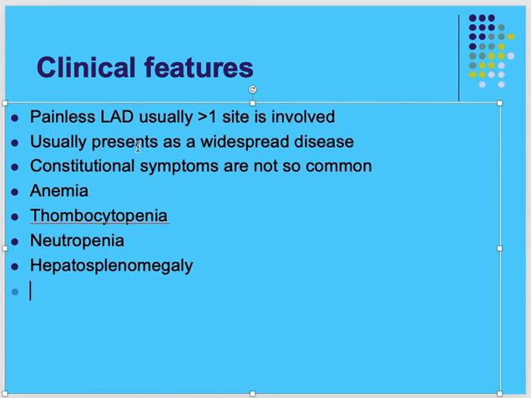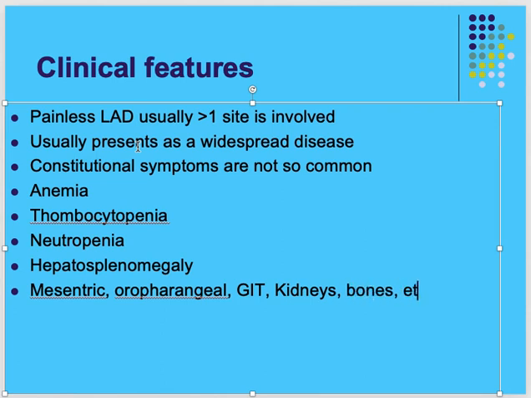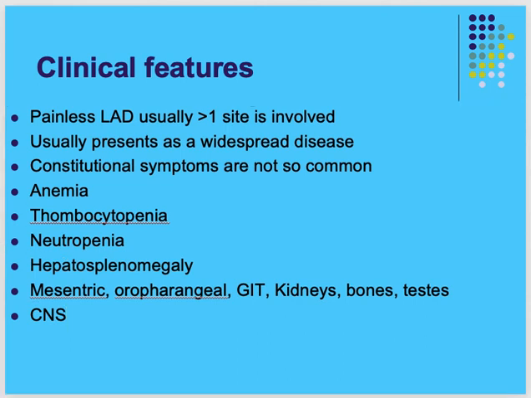It can involve any structure; even mesenteric involvement is there, oropharyngeal involvement is there. It can involve any type of organ, like GIT, kidneys, bones, testes. Even CNS involvement is there, especially when this non-Hodgkin lymphoma occurs in association with HIV, where CNS involvement is very common.